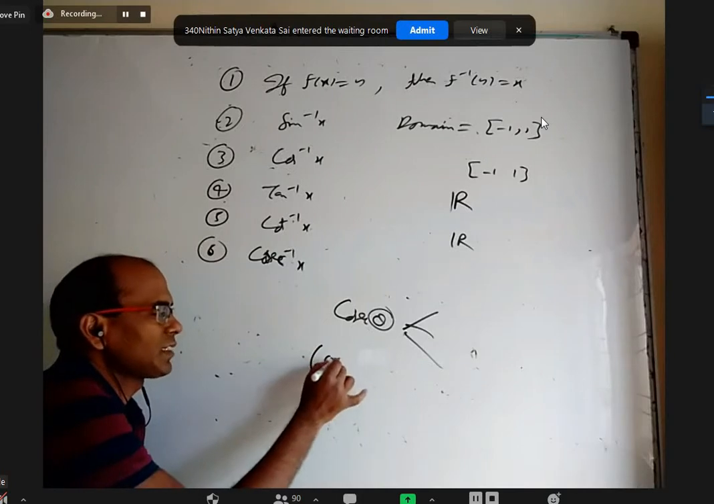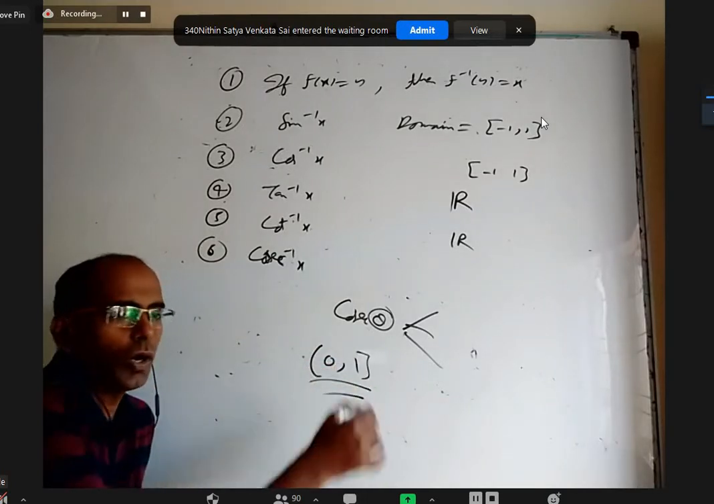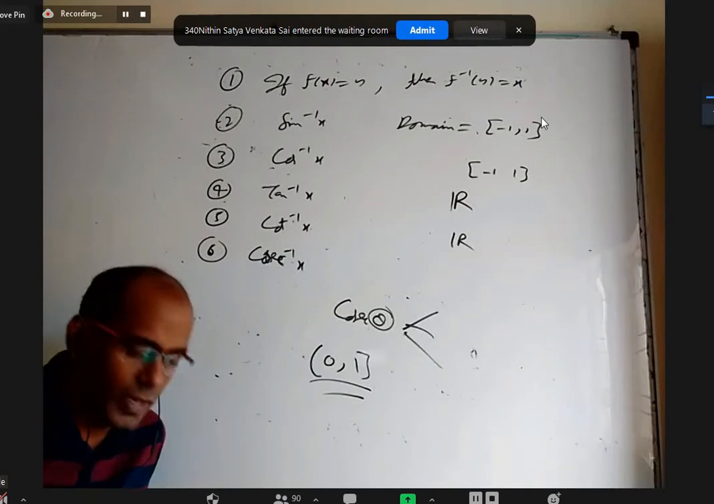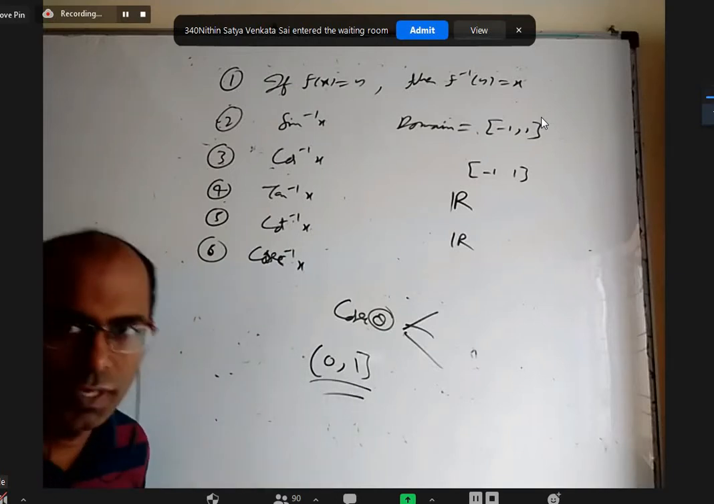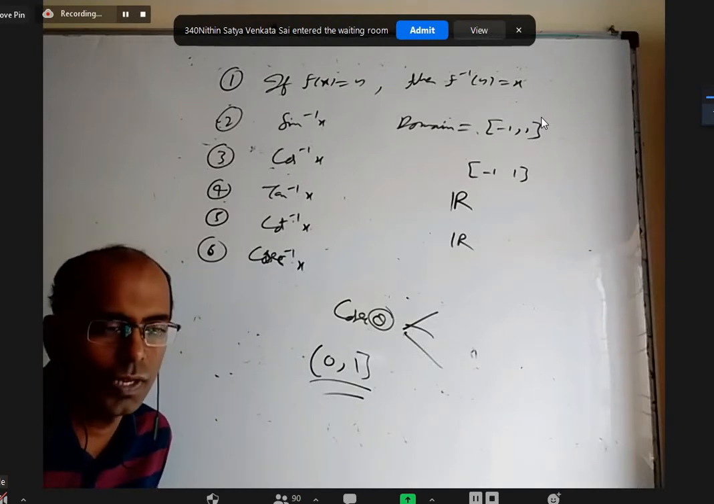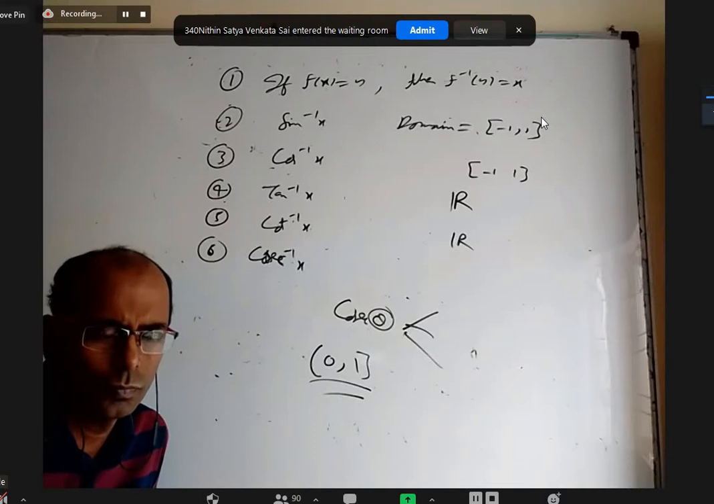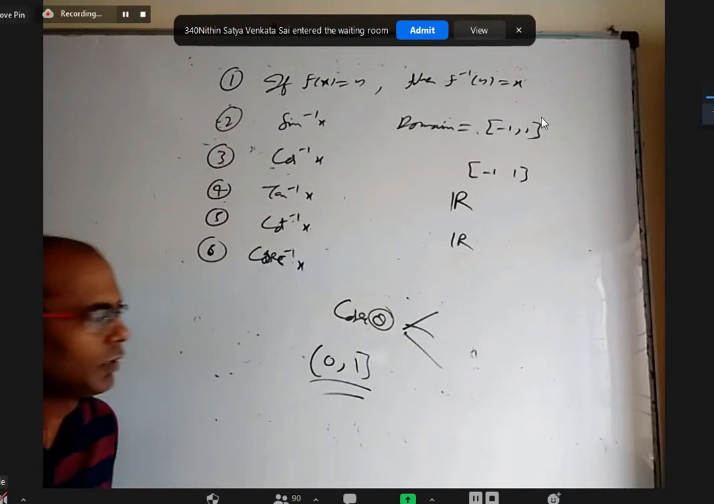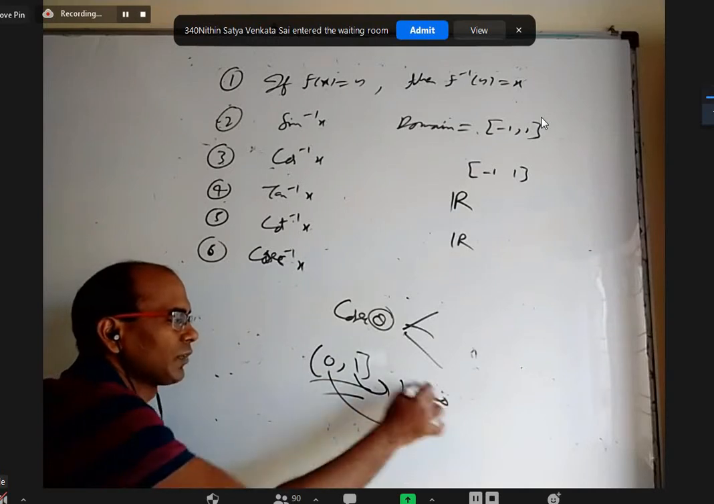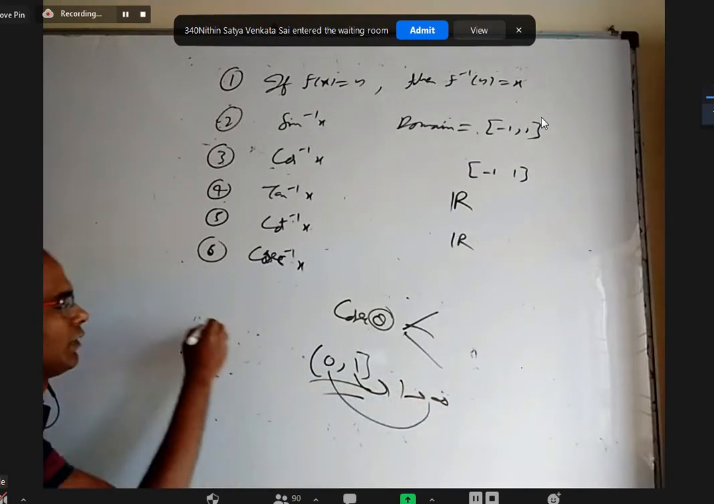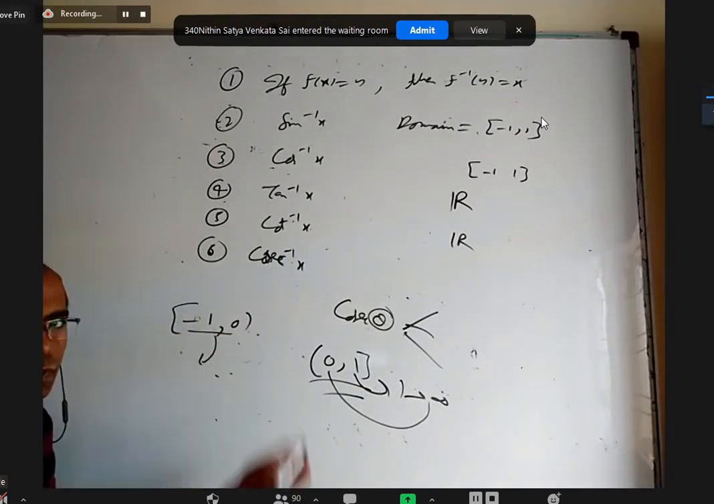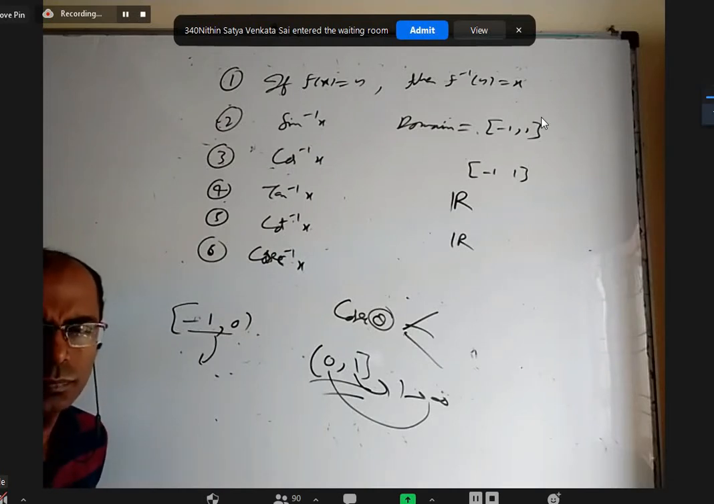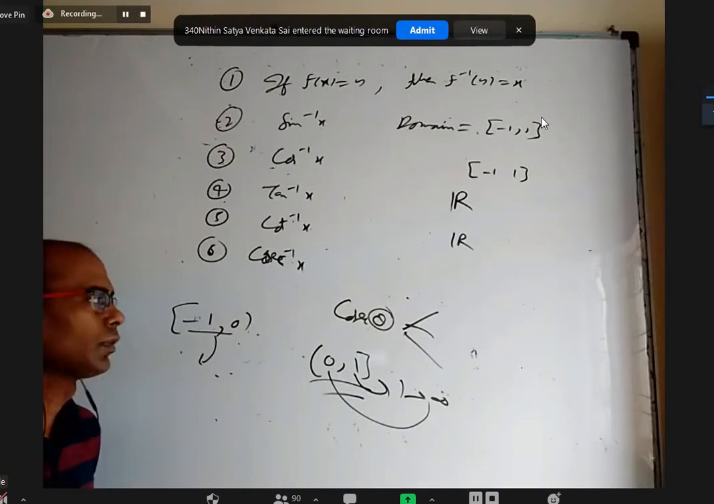If a number is, let's say, open 0 to closed 1, you take all the numbers between 0 to 1. If you take reciprocals, where will they be? What will those values be, from what to what? 1 to infinity. Reciprocal of this will be 1, reciprocal of this will be infinity. All are positive, so 1 to infinity. If I take something between minus 1 to 0, all negative values between minus 1 to 0, their reciprocals are between what to what? Minus infinity to minus 1.